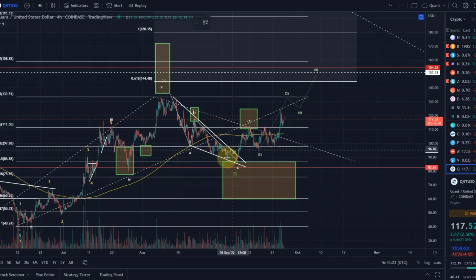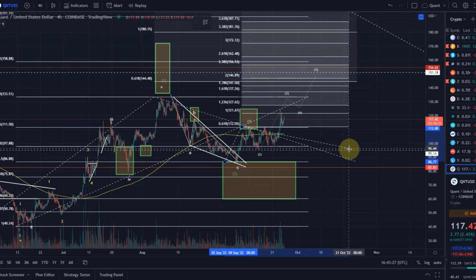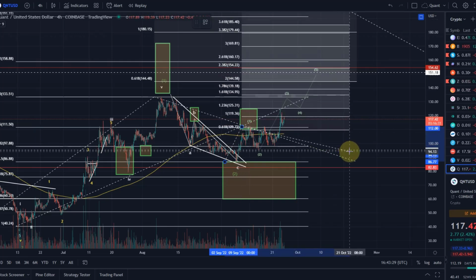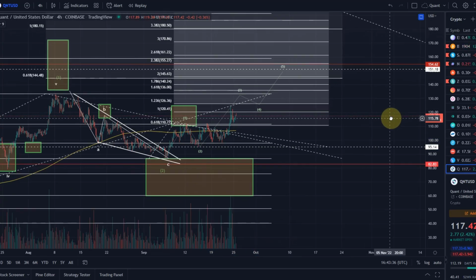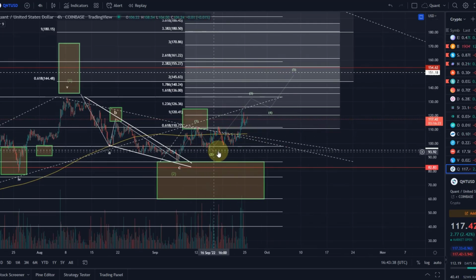Why is that the case? Because we can use the Fibonacci extension levels here for waves 1 and 2. We haven't really reached the 1.618 extension, which is what we normally want to see. $136 would be needed. And also, we can only count really at the moment 3 waves here in the third wave.